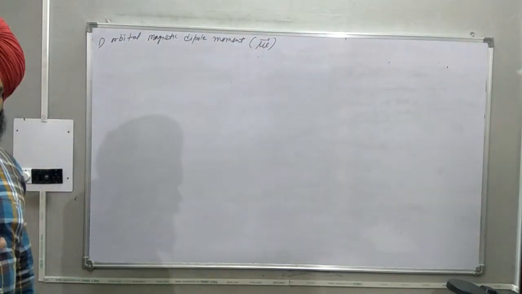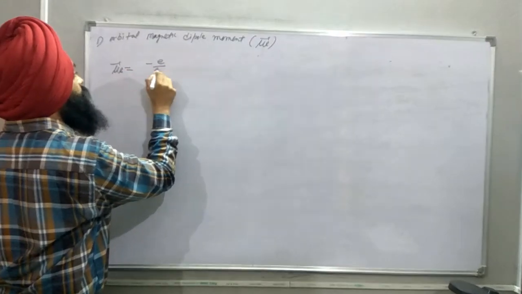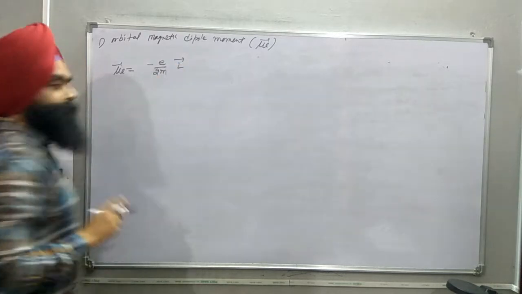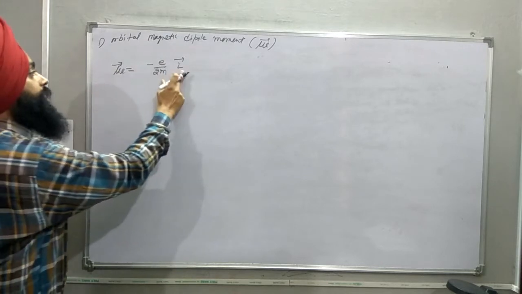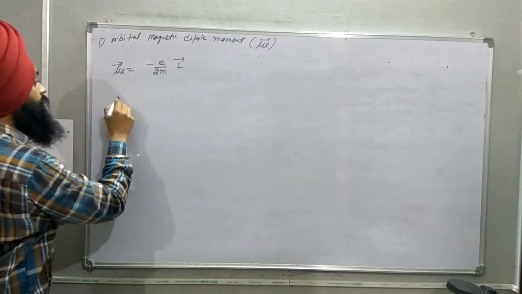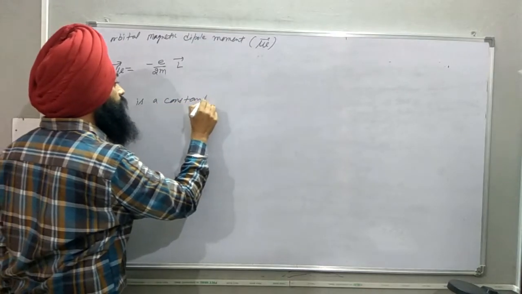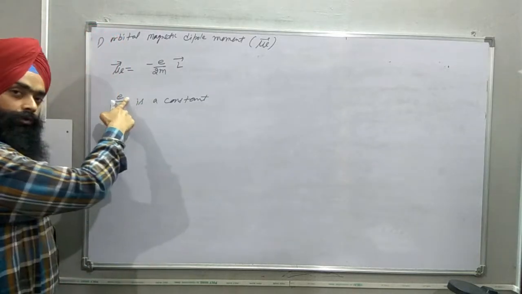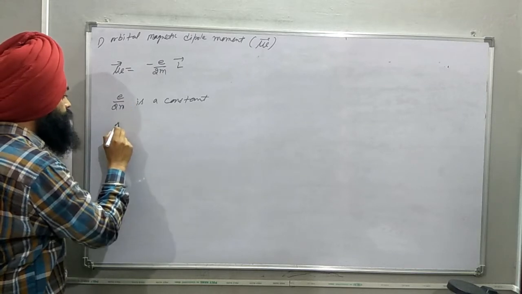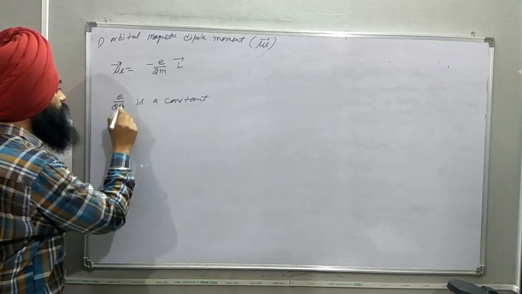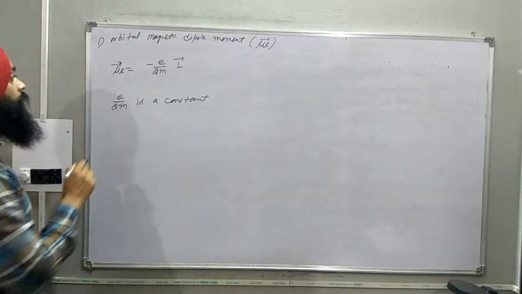The derivation is given in the books. We can simply discuss the value, which is equal to minus e upon 2m into L. Clearly, since mu L is a vector quantity, its direction is opposite to the direction of L. This e by 2m is a constant quantity because the charge of the electron and the mass of the electron are constant. What is the value of charge? e. So e by 2m is a constant value.